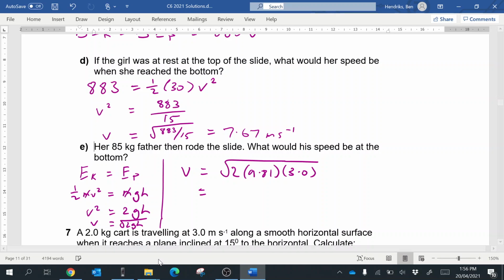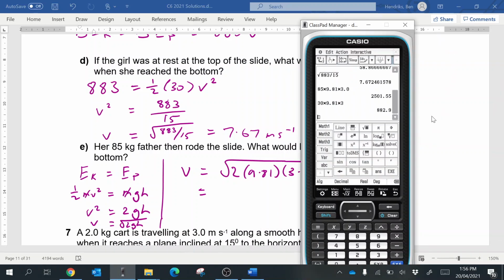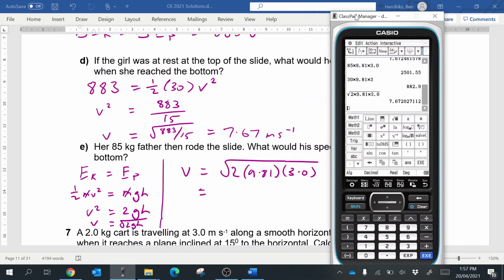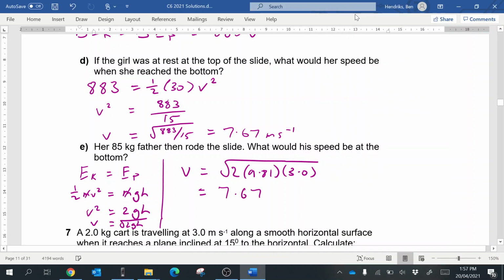we get, let's put that into our calculator and have a look. Square root of 2 times 9.81 times 3.0. That's 7.67 again, so we get 7.67 meters per second. So in the future, you should just be able to say it's going to be the same since mass doesn't make a difference.